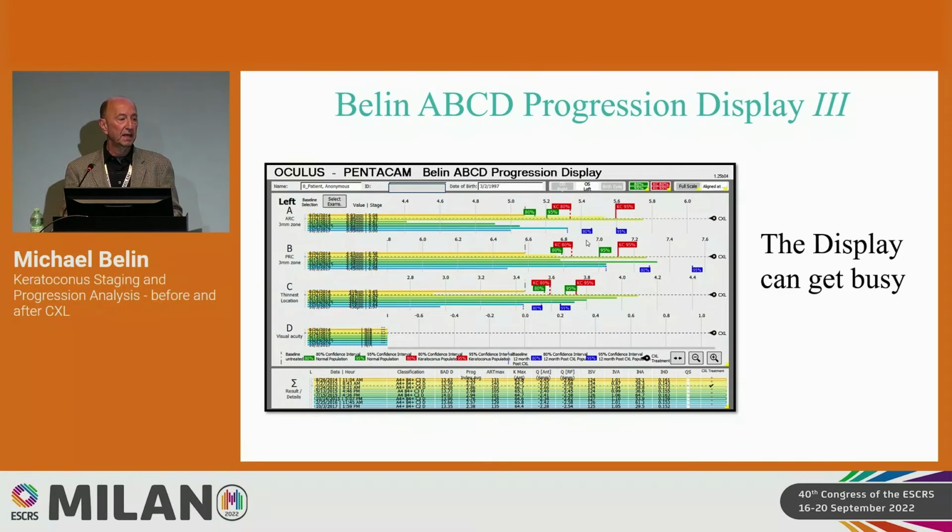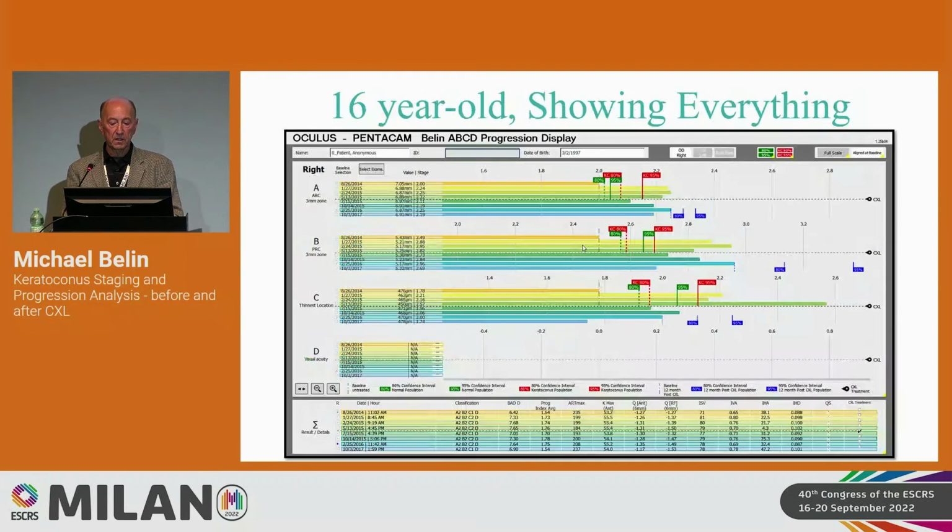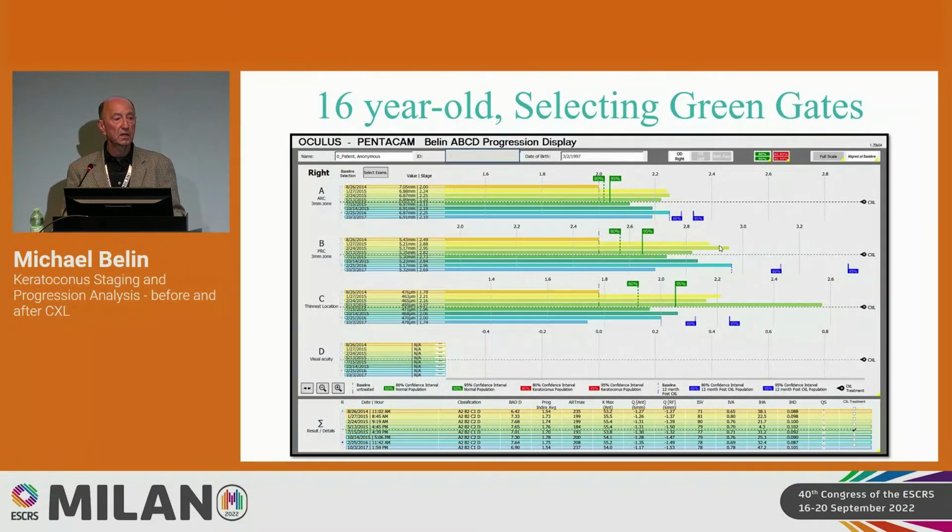Now, the display, as you can see from this example, tends to get very busy. There's something you can do to make it easier to interpret. Okay, here's that 16-year-old again showing everything, showing the red gates, the green gates, and the post-cross-linking gates. And again, it's a fairly busy-looking display. But in a 16-year-old, you can and should probably just select a green gate. So again, it looks a little bit less busy.